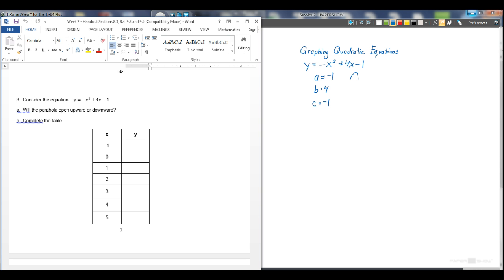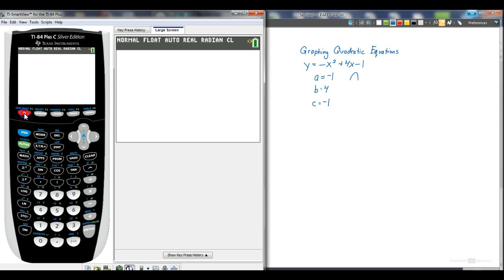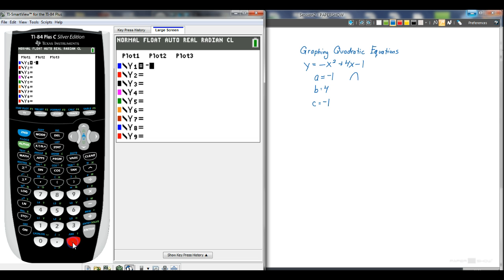Next thing you want to do is complete the table. We could do that by plugging in each of the numbers that we see here. We could plug in negative 1 into the equation and get y, and then 0, 1, and so on. But when you're going to plug in that many numbers, it's definitely easier just to enter it into our calculator. So let's go to y equals, clear out whatever we have there and enter negative x squared, and make sure you're using the negative key. If you use subtraction, either you'll get an error or it won't graph correctly. And then plus 4x minus 1.